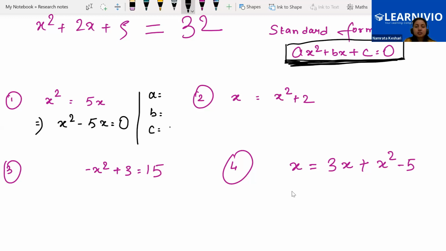Exactly, c is 0. Now let me tell you how to check what is a, what is b. If I write the standard form over here, ax square plus bx plus c is equals to 0, whatever is the coefficient of x square, that's a. Whatever sits before x square, that's a. The coefficient of x square is a. Here, what is the coefficient of x square?